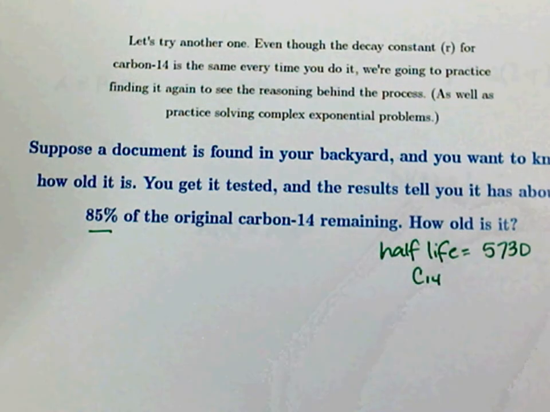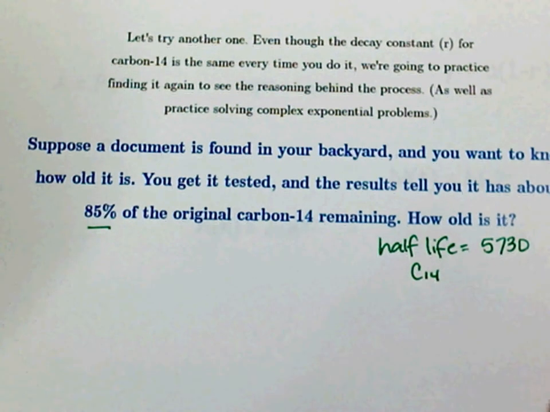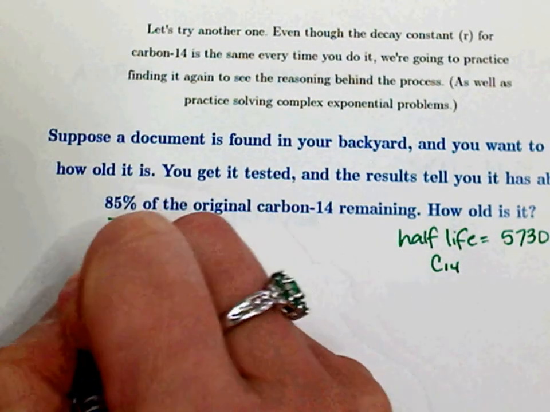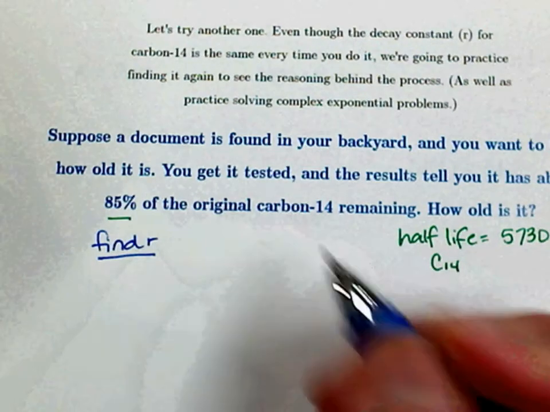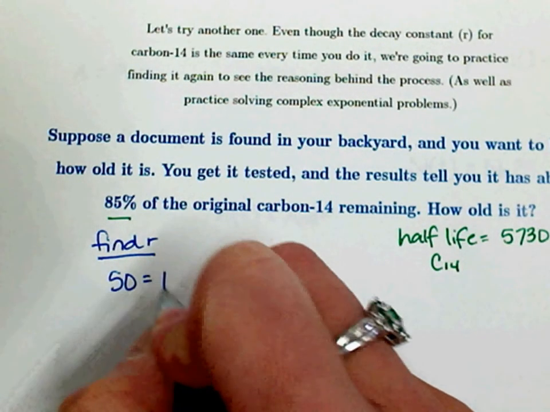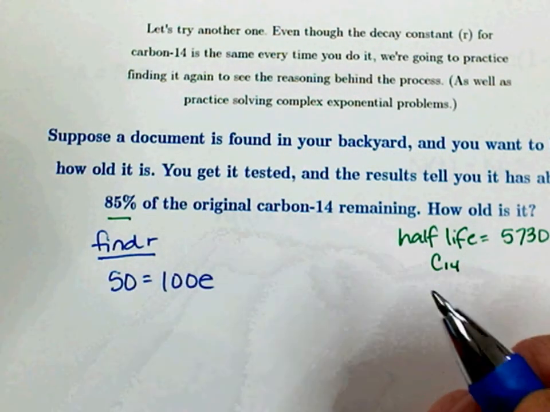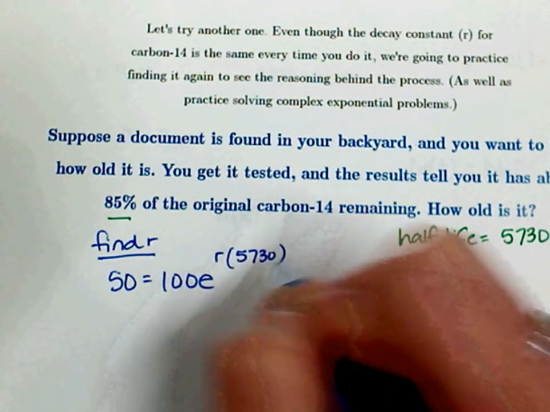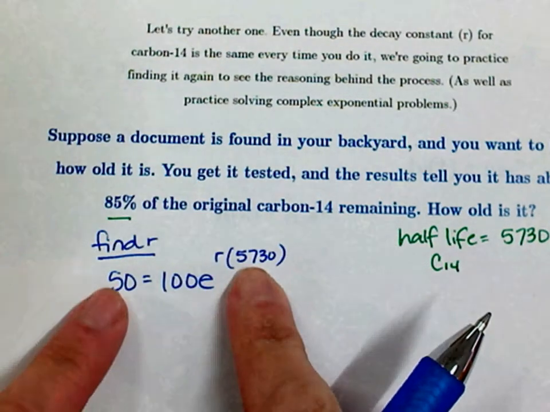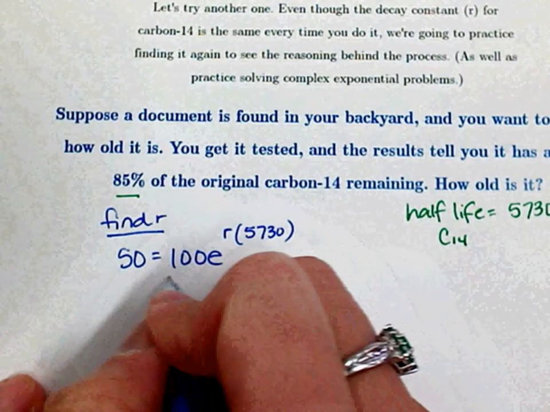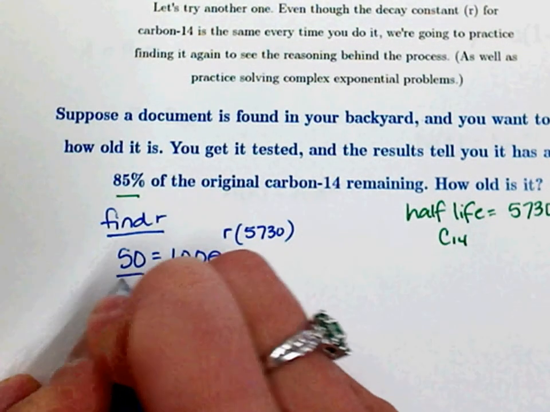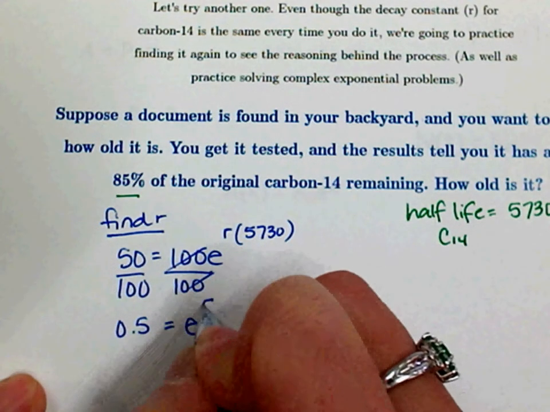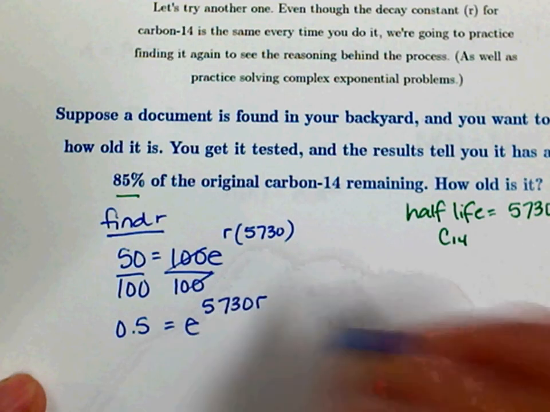Alright, step number 1. Find the rate. So, half-life, 50 is equal to 100 e raised to the r times 5730. And why did I use this number? Because that's the half-life. Okay? Divide both sides by 100. 0.5 is equal to e raised to the 5730 r. Okay? So far so good.